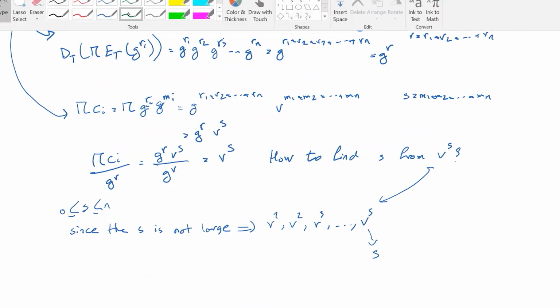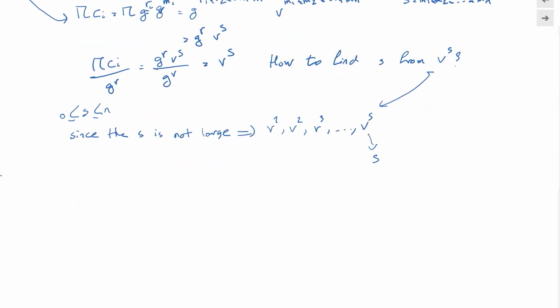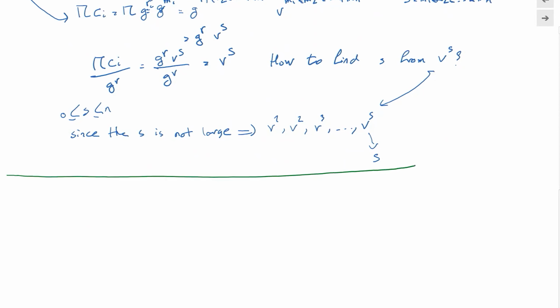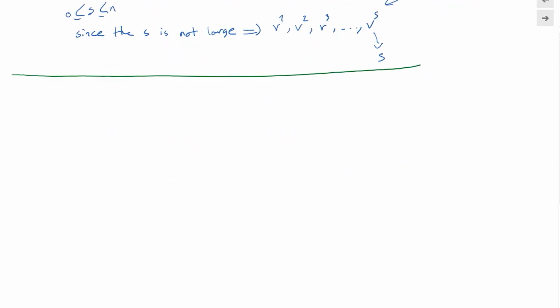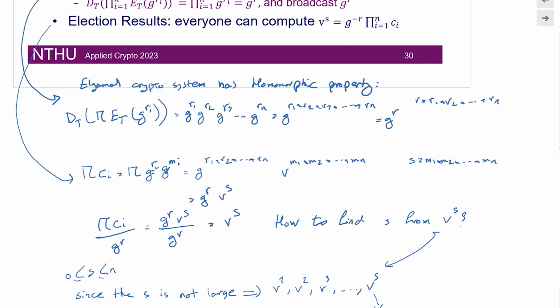But I think we should draw some guidelines over here. So we talked about this one, it was nice, but let's see what the issues are and how we can solve them. So the first question is why T is assumed to be honest. We said that we need T to be honest, right? In the beginning of the protocol, we said that we assume him to be honest.